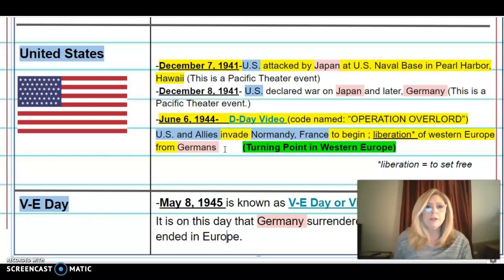The last part here at the bottom, we have VE Day, or Victory in Europe Day, and that is when Germany surrenders. Hitler takes his own life, and World War II is officially ended in Europe. So watch that video, and your job today is to go to your next slide and complete a map activity with some questions.